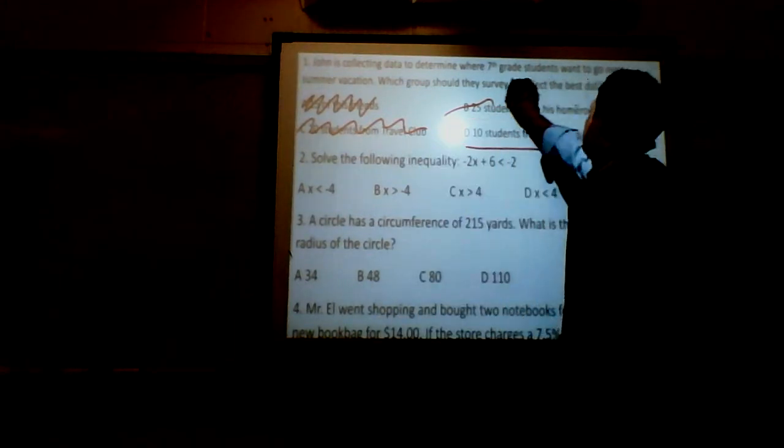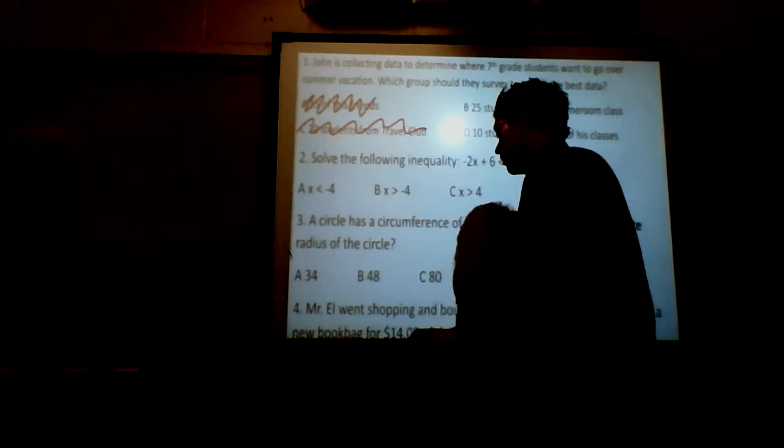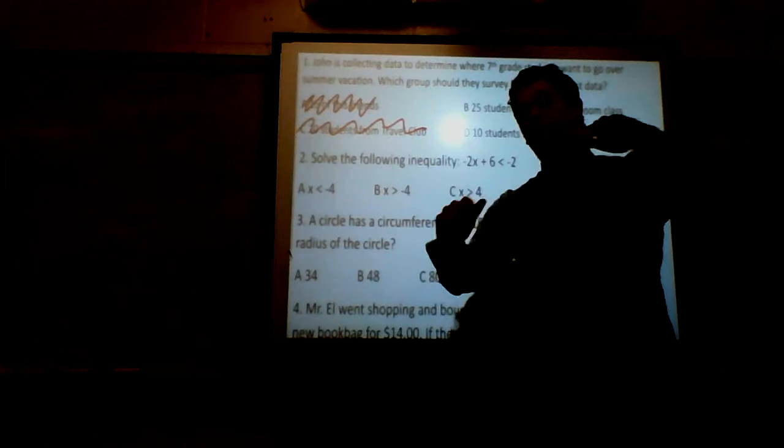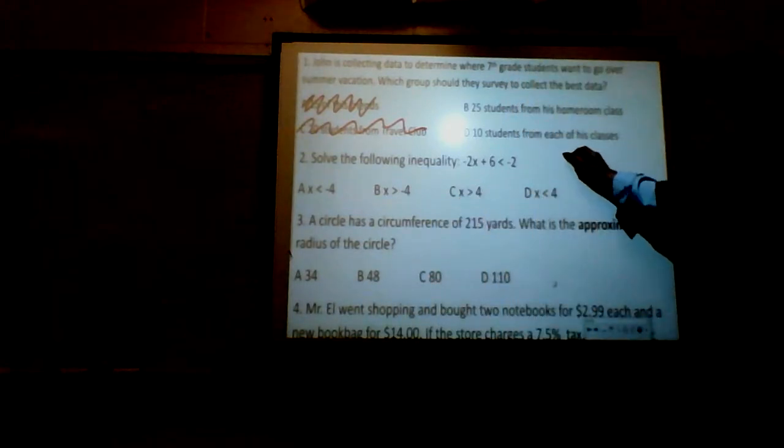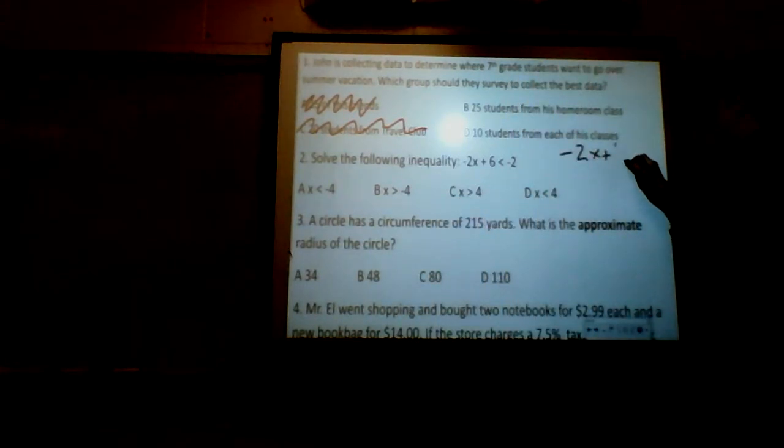Number 2 says solve the following inequality. It says negative 2x plus 6 is less than negative 2. All right, let's set this up. For the love of God, I hope you were able to answer this by now. Remember, algebra is the biggest part of the EOG. Negative 2x plus 6 is less than negative 2. Again, remember, we are trying to isolate the variable, which means get it by itself.